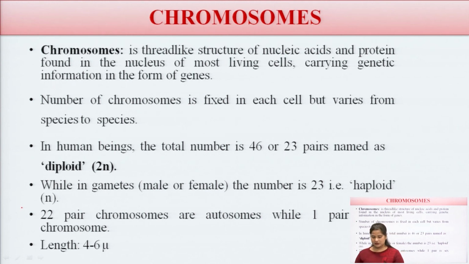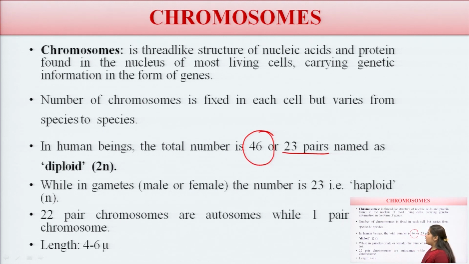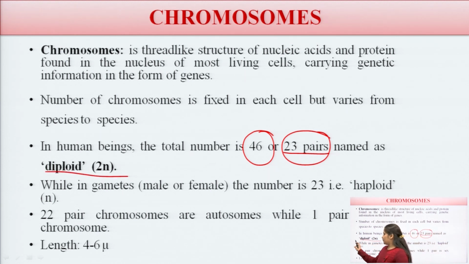In humans, the number of chromosomes is always fixed: there are 23 pairs, or 46 chromosomes. So in human beings the total number of chromosomes is 46, present in pairs, that is 23 pairs. This is known as diploid, so the chromosome set is 2n, diploid in nature.